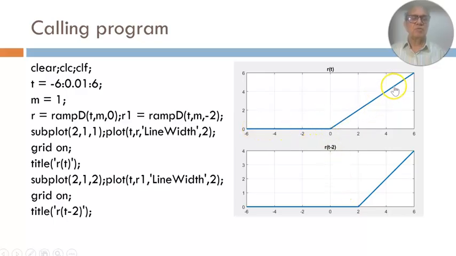So this is my input to the function and this is the output. Of course, input is in terms of T, M and the delay. This is assumed. That is a part of the program itself. So this is your R(t) and this is R(t) minus 2. So we have seen how to write the function and how to use the function for providing a delay for the unit ramp. Something similar you can do for unit step also.